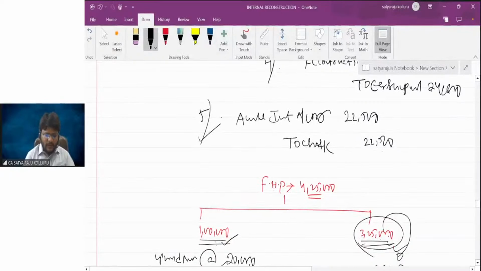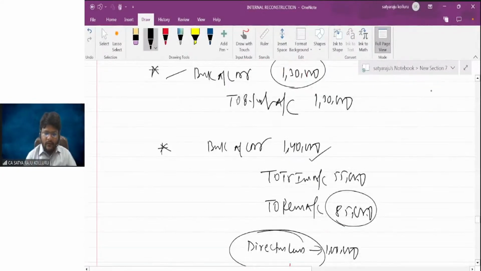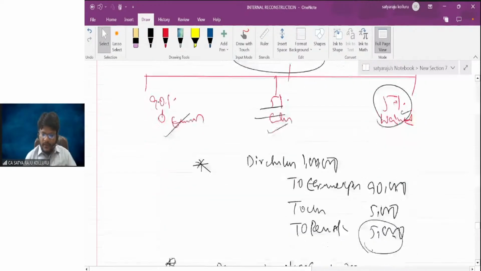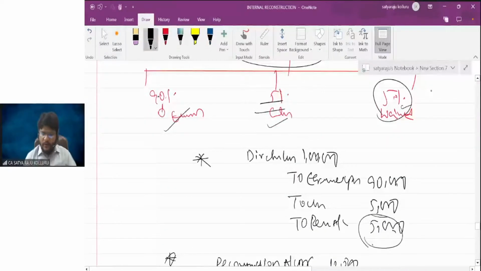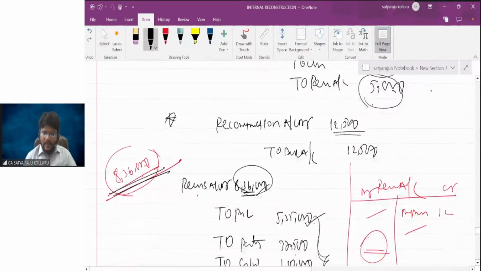That is minus 22,500. Then 1,30,000, you can add plus 1,30,000. Now another inflow is there, which is 1,40,000; you can add plus 1,40,000. Come down to the director's loan. Here a cash outflow is there for 5,000; you can reduce the 5,000. Come down to reconstruction to bank. Another outflow is there: minus 12,500.